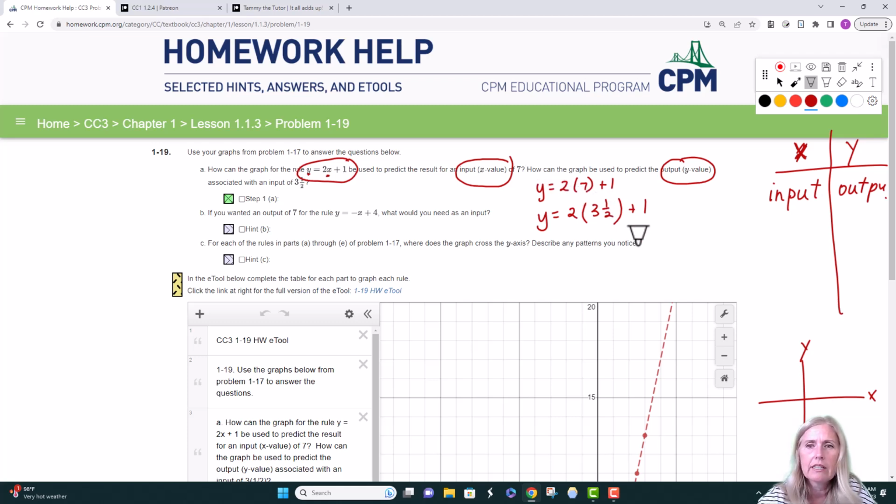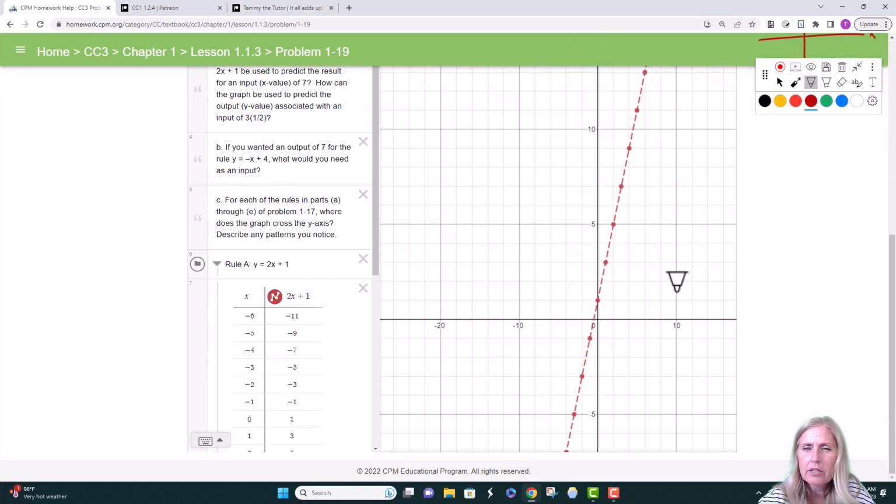Well, if this line is already graphed, and they're saying, what if I have an input of 7? Again, guys, does input mean x or y? It means x. So I am going to come to my x-axis and find that 7. Do you see how these are labeled? If that's 10, these are 2, 4, 6, 8, 10. So we need to find 7 on here. So 2, 4, 6. The 7 would be perfectly right here in the middle.